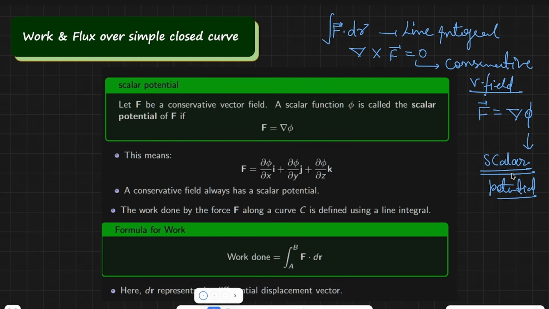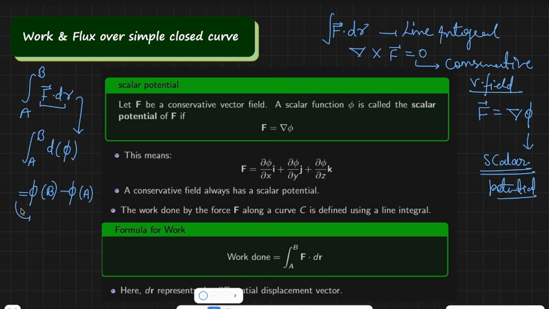Now you will say, sir, why do you need this scalar potential function? What will we do with this? If I can write F is del phi, then what will be the advantage? The advantage is this: if I find F dot dr, this is called a line integral. This line integral from a to b of F dot dr is going to be d of phi. If it is d of phi, then I can simply write it as phi b minus phi a.